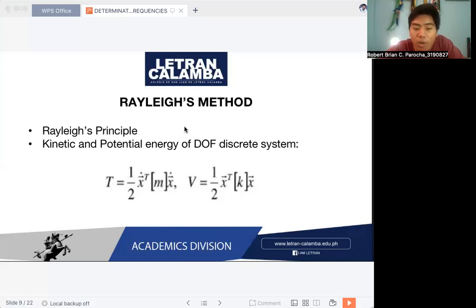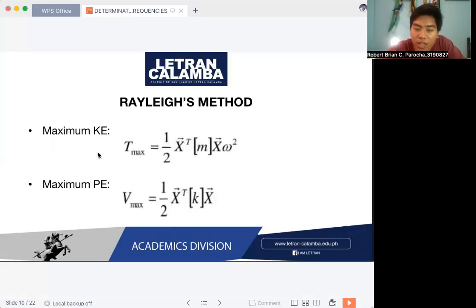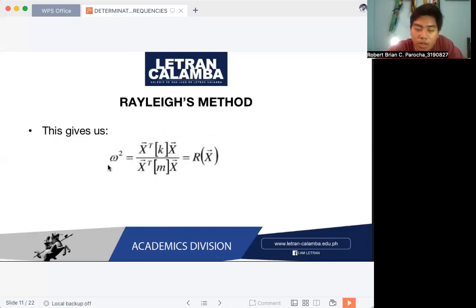It also assumes the harmonic motion to be in the mode shape, and the frequency is the natural frequency. This is the maximum kinetic energy formula, and then the maximum potential energy formula. This also gives us the frequency squared formula. That formula is also Rayleigh's quotient.